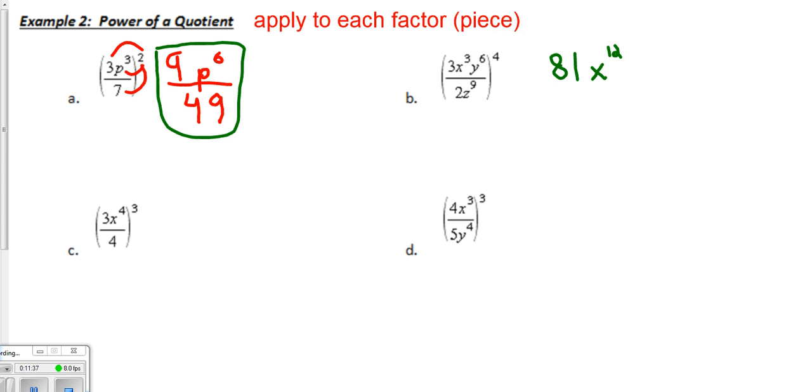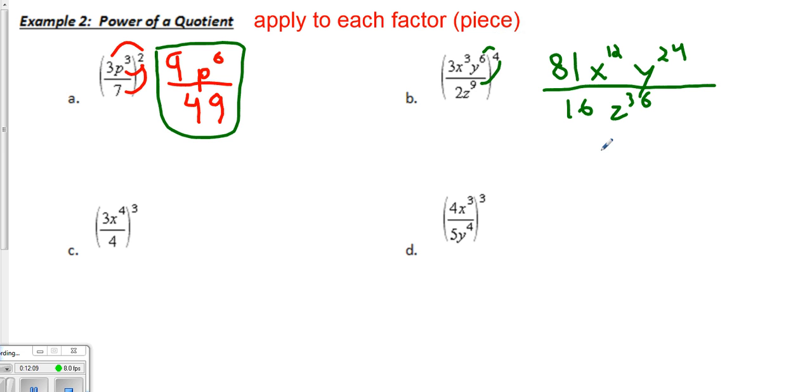Same thing, we'd have this y to the 6th to the 4th power. So all of a sudden it becomes y to the 24th power. 6 times 4 is 24. All over 2 to the 4th power, which is going to be 16. Z to the 9th to the 4th power means we do 4 times 9. So we have z to the 36th power.